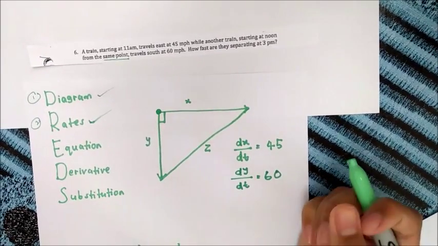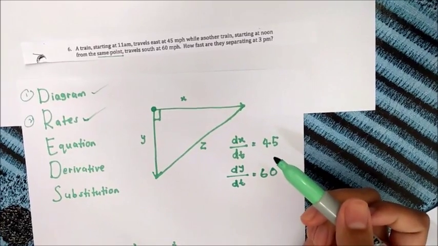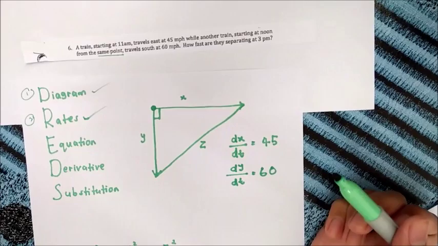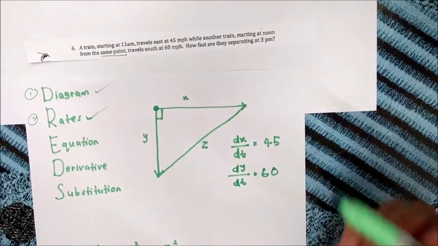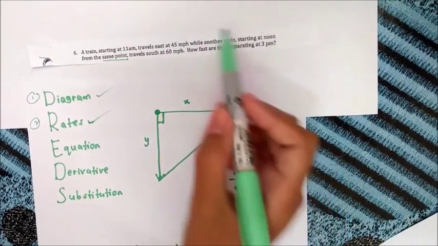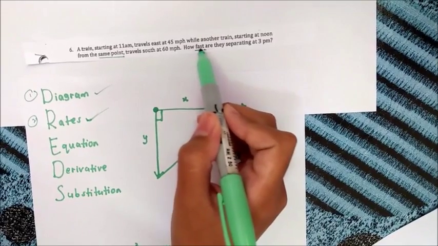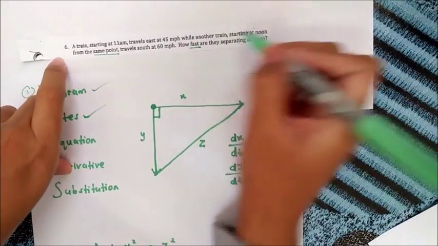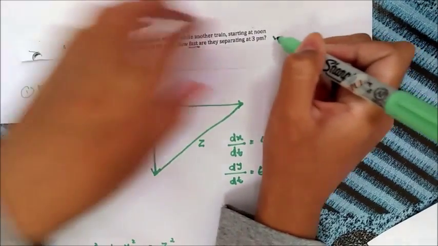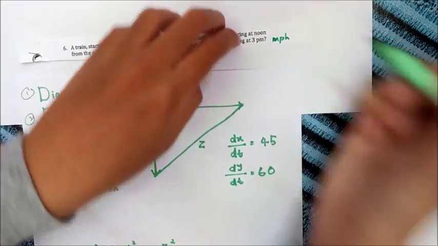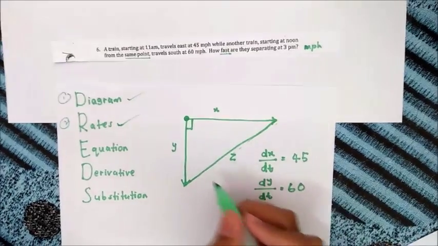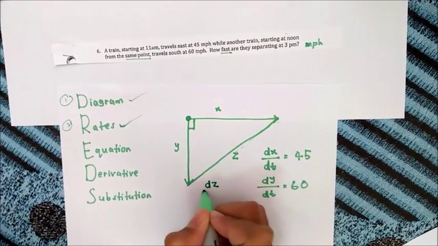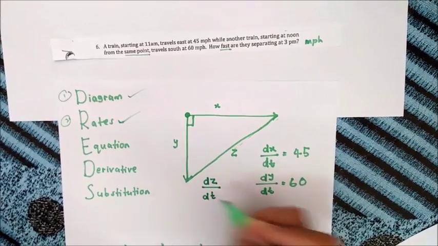The question is that how fast are they separating at 3 p.m.? The question is asking about how fast, that means the answer for this one must also be in mph. So what we want to know is dz over dt.